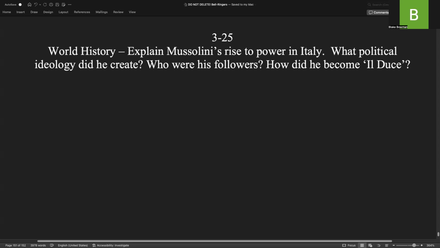What was the political ideology? Awesome. Fascism, good job. What does that mean? What is fascism? Where do you find it on the political spectrum? We'll talk about this. Cool. Patty. All the way on the right. Yeah, good job. Extreme, far right political ideology.